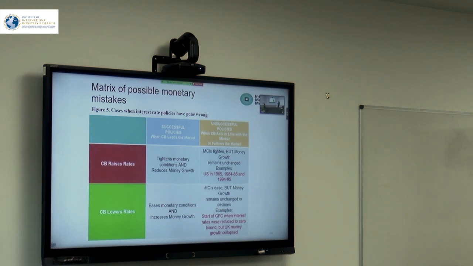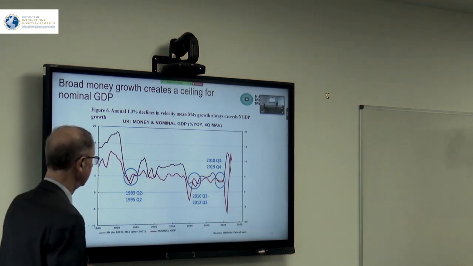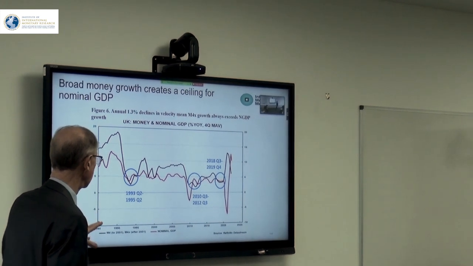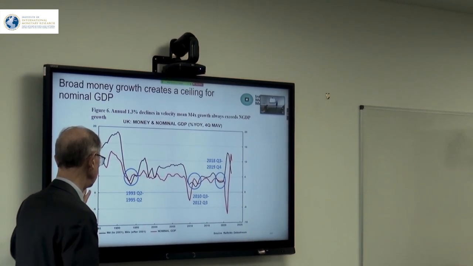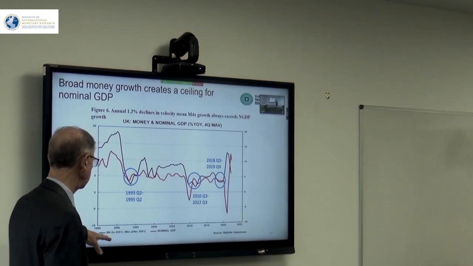I've got in my paper, and I'm not going to spend time on it, an analysis of various periods when monetary growth in the UK really went wrong. Now, this chart simply shows you nominal GDP in red and broad money growth in black.